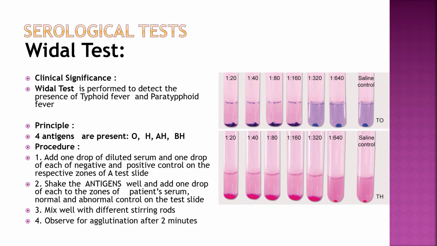Procedure by slide method: add 1 drop of serum, 1 drop of positive control and 1 drop of negative control, so a total of 4 drops of serum for the 4 antigens. Then add 1 drop each of O, H, AH and BH antigen, mix, wait for 1 minute and look for the clumps. If clumps come within 1 minute, it is a positive test. O and H indicate typhoid fever, AH paratyphoid A fever, and if clumps are there with BH, it is paratyphoid B fever.